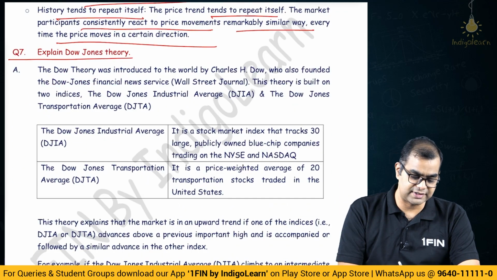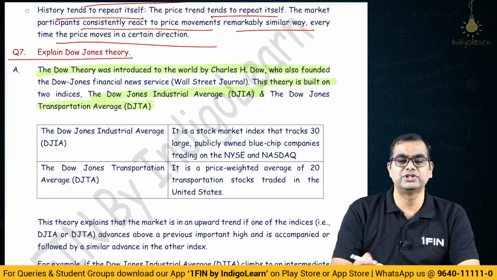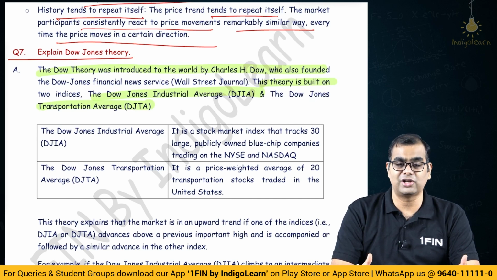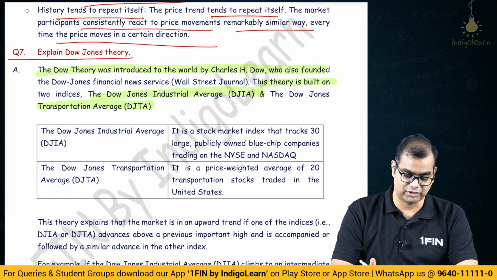Then come to question number 7. What is Dow Jones theory? Dow Jones theory was introduced to the world by Charles Dow, who also founded Dow Jones Financial Service, Wall Street Journal. This theory is built on two indices, DJIA, the Dow Jones Industrial Average, and Dow Jones Transportation Average. Now these may or may not be relevant today, given that industry or transportation do not form a major part of the global index. Technology stocks like Amazon, Microsoft, Meta, Google, Apple, and so on, have a larger market capitalization.